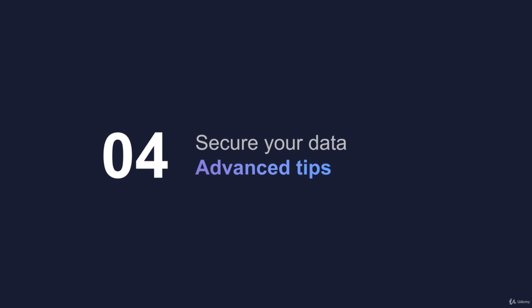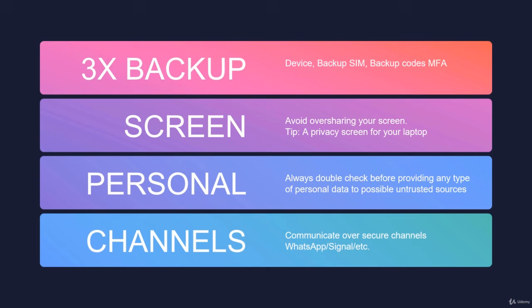Further securing your data. My personal favorite, the 3x backup. What does it mean? It's having a secondary device in case you break your smartphone, a backup SIM, and some backup MFA codes written somewhere or embedded in your mind if you have such a good memory. Having all this will give you a door to access your accounts if your main smartphone is lost and you have, let's say, MFA activated for your main account.